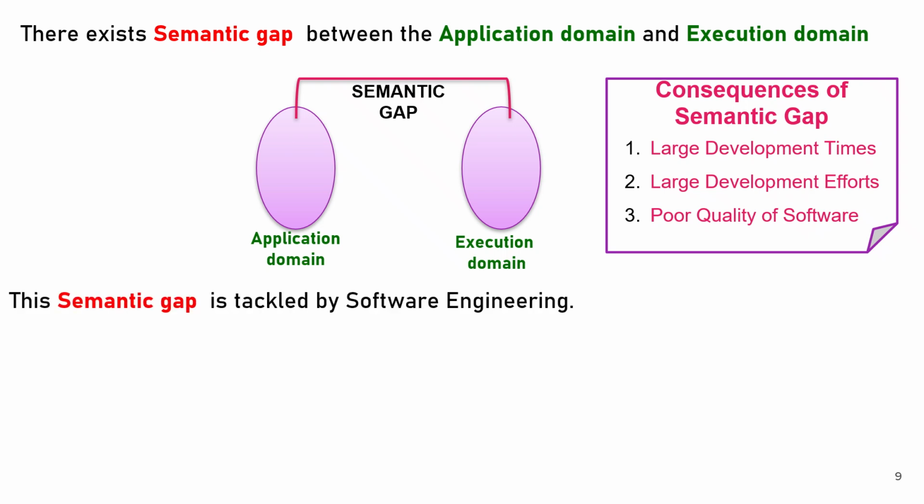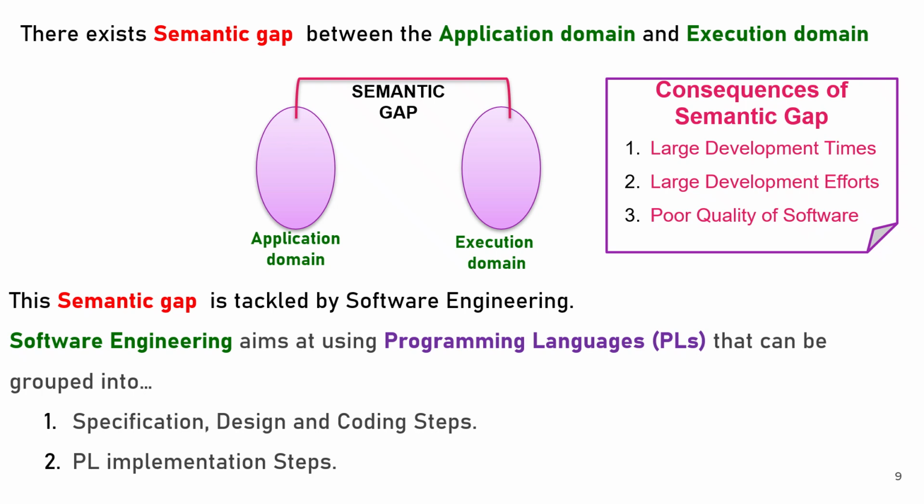So this semantic gap is tackled by software engineering. In other words, software engineering came as a lifesaver for application domain and execution domain. Okay, so I repeat, software engineering came as a lifesaver for these people who were into execution domain. Okay, how is this happening? Software engineering aims at using programming languages that can be grouped into specification, design and coding steps. PL is the programming language implementation step.